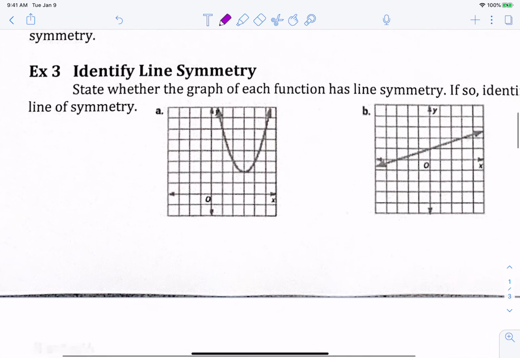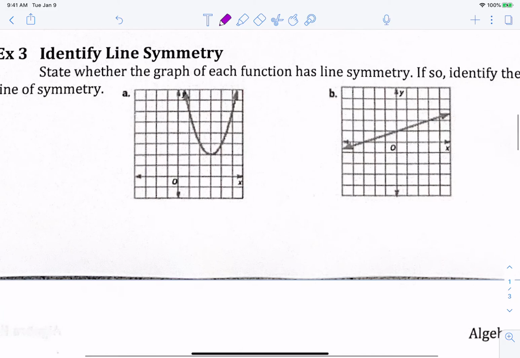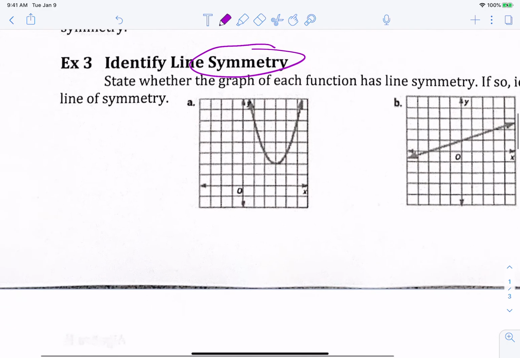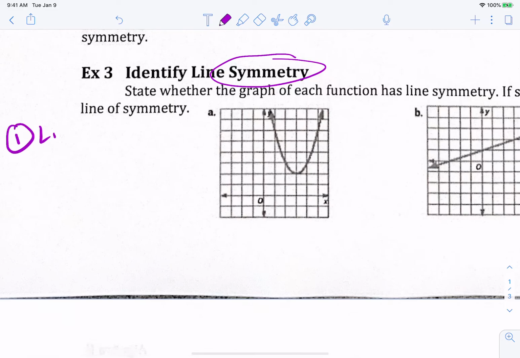All right, identify symmetry. So now we're on the symmetry portion of it. We know how to determine whether it's a linear function or not. Now we're trying to see if it is symmetric. There are 2 types of symmetry. The first type is line symmetry, and the second one is point symmetry.